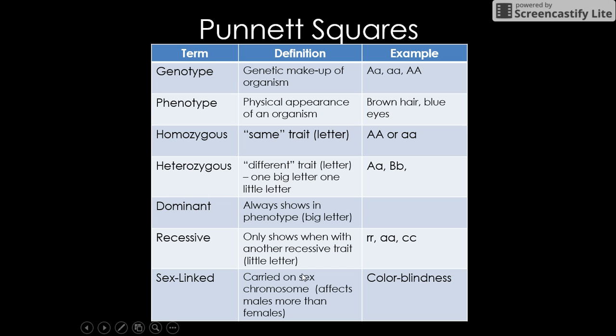Sex-linked is the other type, and it is carried on these sex chromosomes. Another key thing with sex-linked is it always affects more males than females. So more males are affected by sex-linked traits than females are.